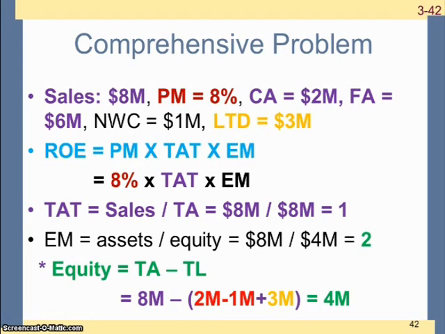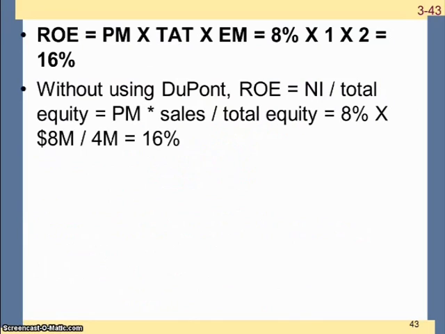So equity equals total asset of 8 million minus total liabilities of 4 million. So equity equals 4 million. Substitute into the equity multiplier formula, then you get 2. And now if we use the two-part method for ROE, then you get PM times TAT times EM, that is 8% times 1 times 2, you get 16%.